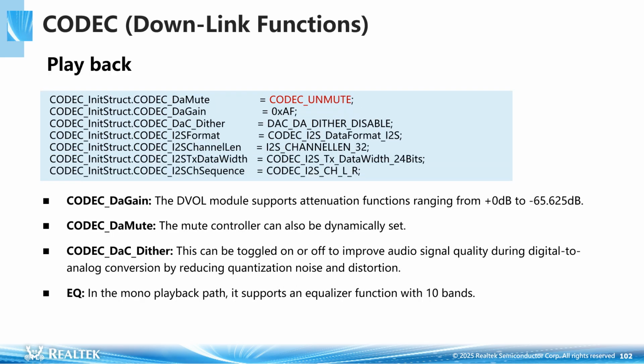The downlink path is a playback processing module that includes the following key parameters. Point 1. Gain Control DVOL module supports attenuation from +0 dB to -65.625 dB. Point 2. Mute control can be dynamically set. Point 3. DAC dithering improves the quality of the audio signal during digital to analog conversion by reducing quantization noise and distortion. Point 4. It supports up to 10-band EQ functionality.